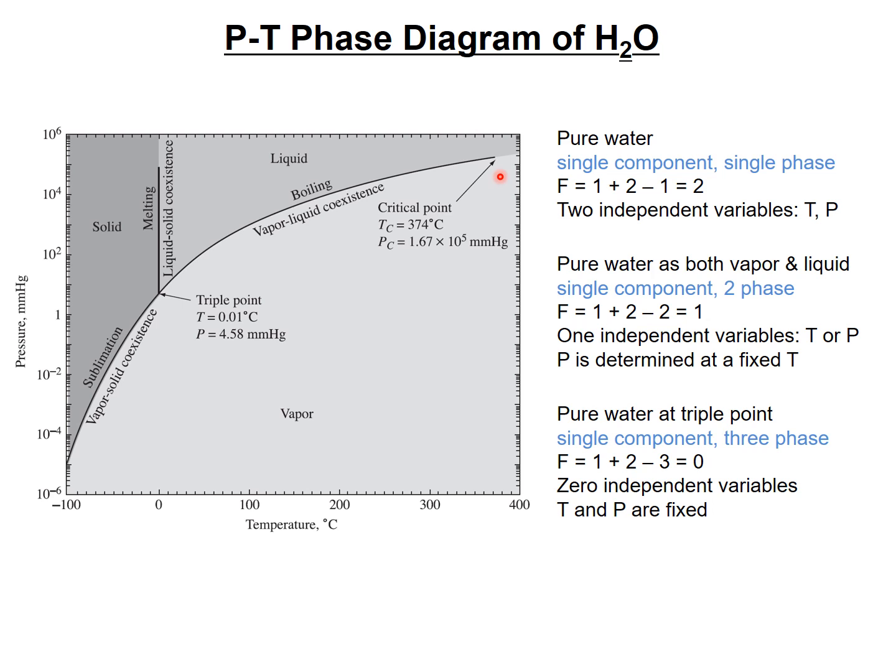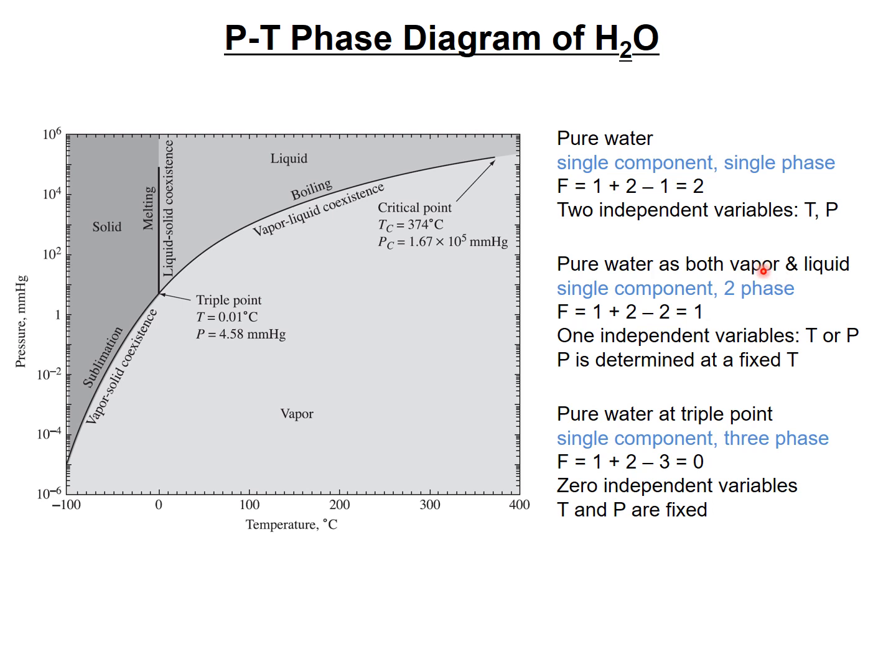In this case, let me calculate the freedom also. Single component, just H2O, but two phases. So one single component plus 2 minus 2 phases is going to 1. It means only one independent variable is allowed: temperature or pressure. For example, pressure is determined at a fixed temperature. So only a single variable is allowed.